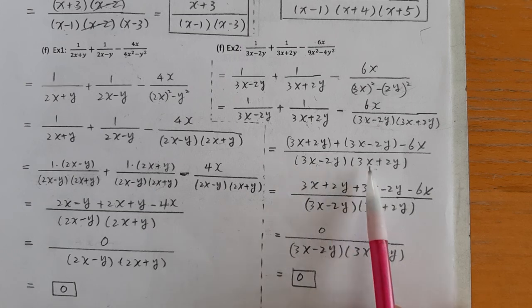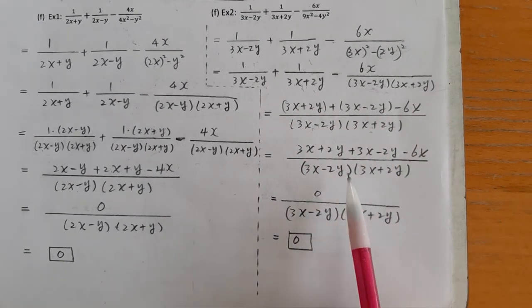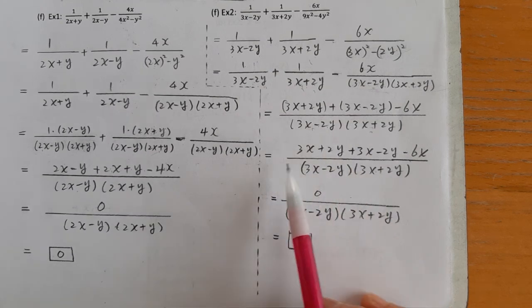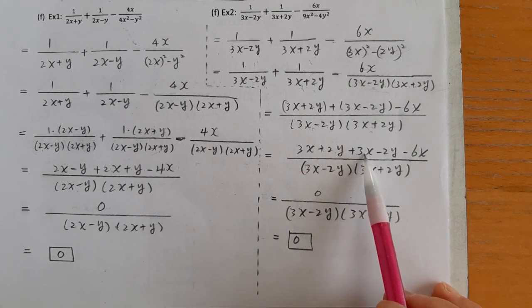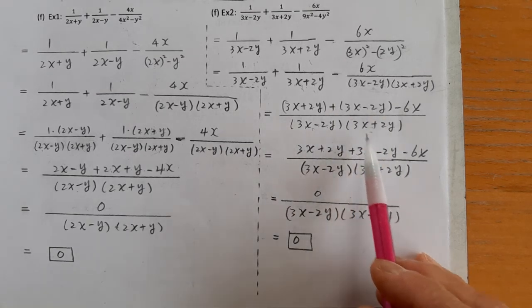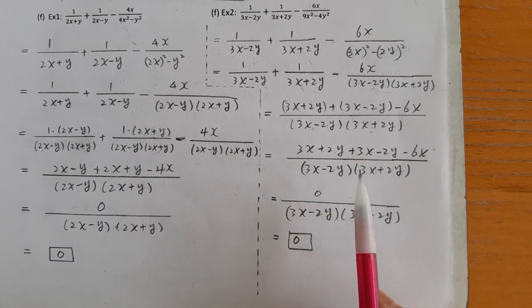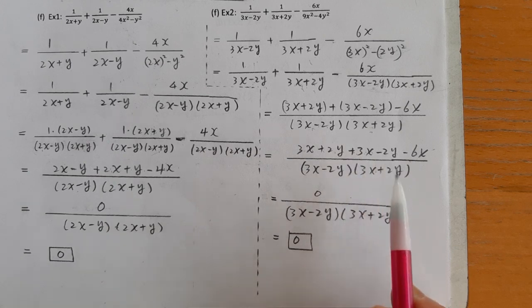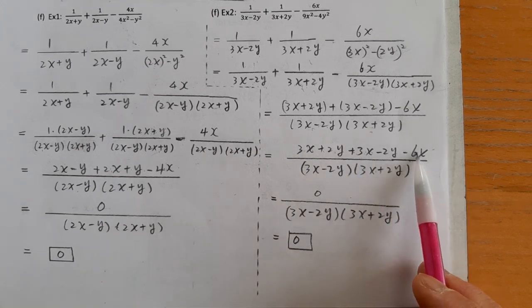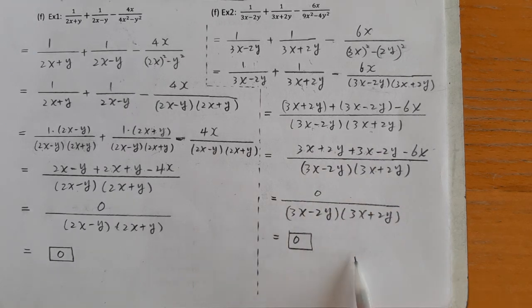They have the same denominator, so in the numerator you do the addition and subtraction. Denominator, copy. Numerator: 3x plus 2y plus 3x minus 2y, and you remove the parentheses. You don't need to change the sign if it is plus. Minus 6x. Then combine like terms. 3x plus 3x is 6x, minus 6x is 0. 2y minus 2y is 0. So 0 over any non-zero number will be 0.